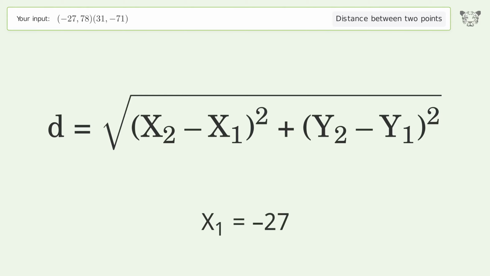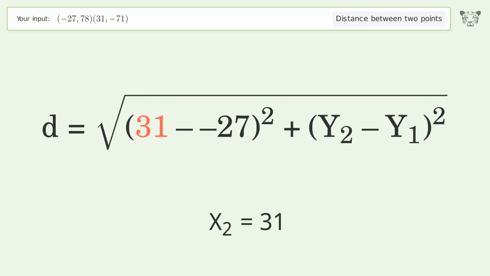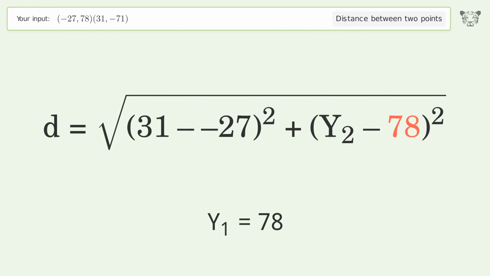x1 equals -27. x2 equals 31. y1 equals 78. y2 equals -71.